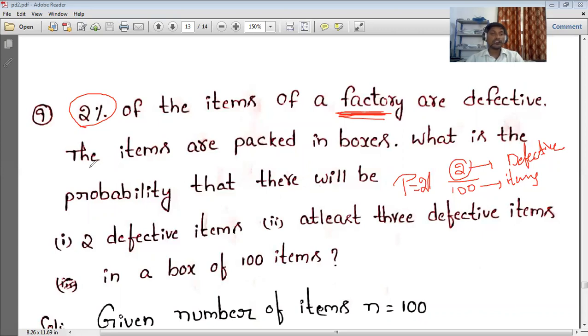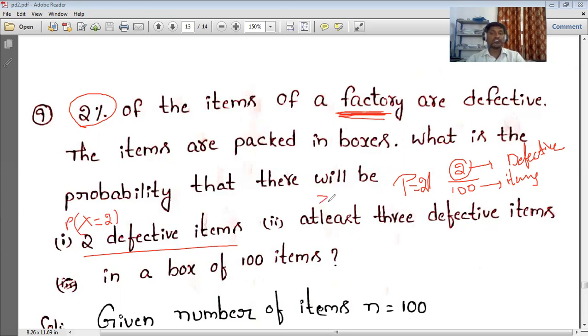Okay. Next, the items are packed in boxes. Obviously, after completion of the manufacturing, they keep them in boxes. What is the probability that there will be 2 defective items? So 2 is nothing but x is equal to 2. They are asking for the probability, so for that we have to calculate P of x is equal to 2.